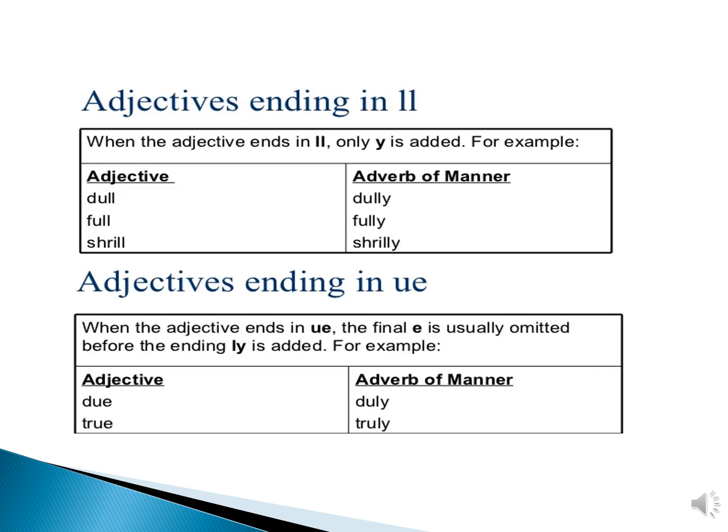There are some other rules we have to consider when we want to transform our adjectives into adverbs of manner. When the adjective ends in double l, only y is added. For example, dull, dully, full, fully, shrill, shrilly. And for the adjectives ending in -ue, you have to take off the final e before the ending -ly is added. For example, due, duly, true, truly.